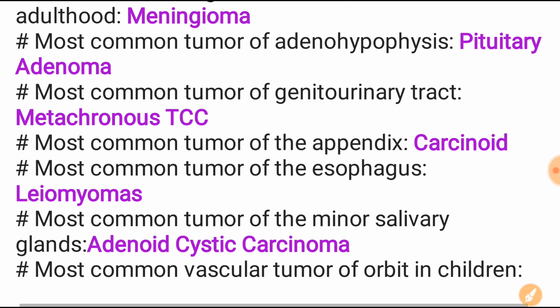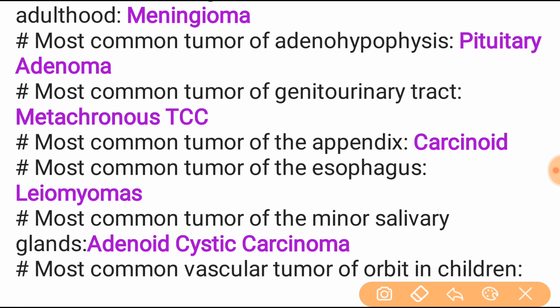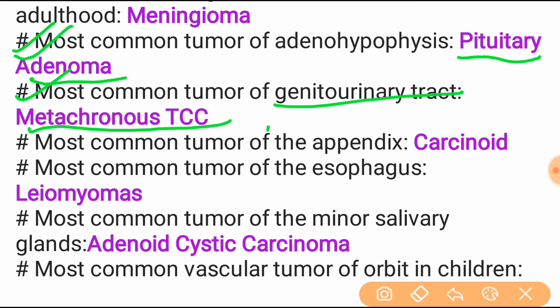The most common tumor of the adenohypophysis is pituitary adenoma. Most important question. The pituitary gland itself gives one or two questions. So you have to revise the pituitary gland so that you can't miss one or two questions. The most common tumor of the genitourinary tract is metachronous TCC, transitional cell carcinoma, and the most common tumor of the appendix is carcinoid tumor.